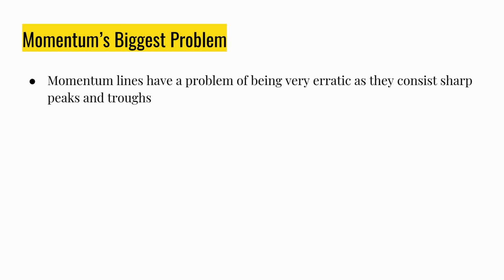However, there are a few problems with momentum, as with all indicators. The biggest problem with momentum is that it can be very erratic as it consists of sharp peaks and troughs. So what is the solution to this? The solution is to increase the amount of days or to smooth it. We will talk about the RSI, which does the necessary smoothing to get rid of those volatile peaks and troughs.